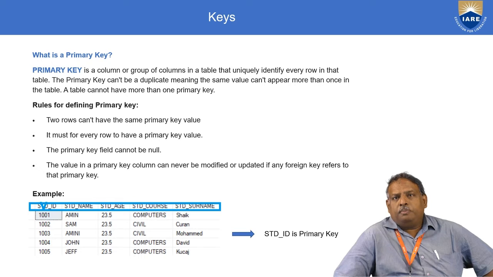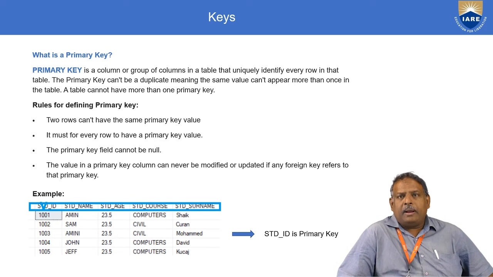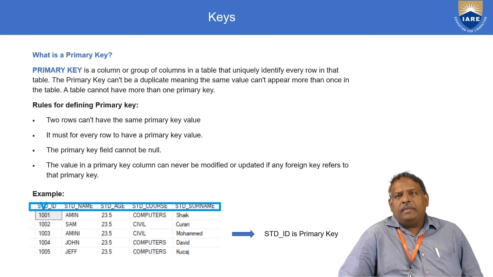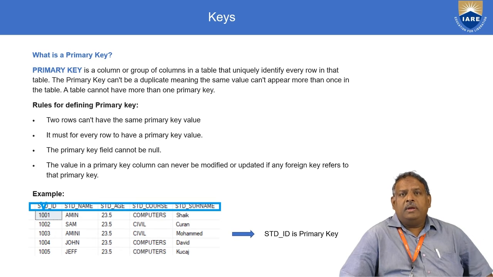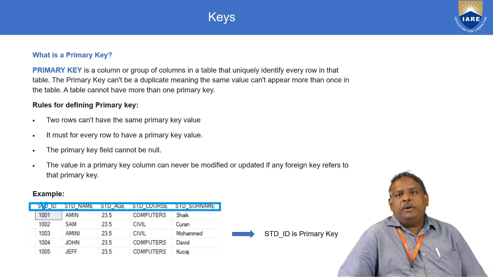We have seen super key. Now let us see the second key, which is the primary key. A primary key is a column or group of columns in a table that uniquely identifies every row in that table. The primary key cannot be duplicate, meaning the same value cannot appear more than once in the table.